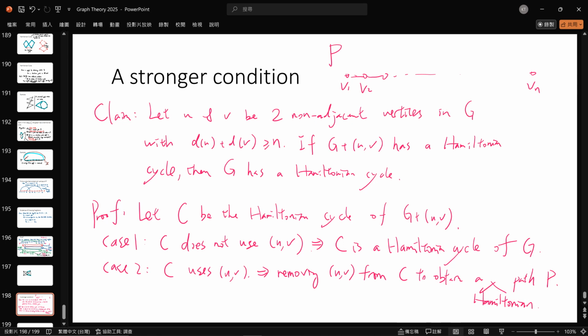So how to find a Hamiltonian cycle based on this path? And so far we haven't used this assumption. First of all, u and v are not adjacent, so you cannot find an edge between v1 and vn. That's impossible. However, we have this assumption, that is, the degree sum is at least n. So how to use this assumption to get a Hamiltonian cycle?